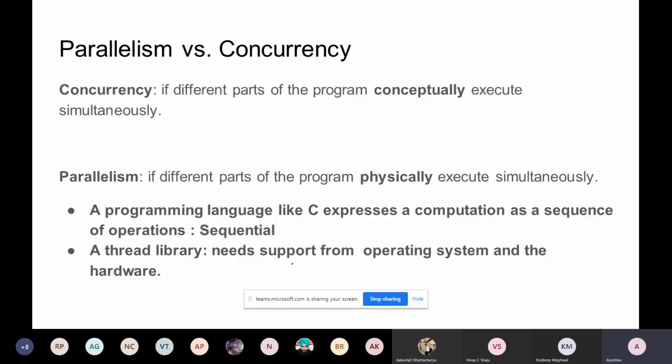Concurrency means conceptually executing different parts of the program simultaneously. Parallelism means you are actually physically executing them. So we will see what modifications we will make in the hardware to physically execute different parts of our program in parallel.